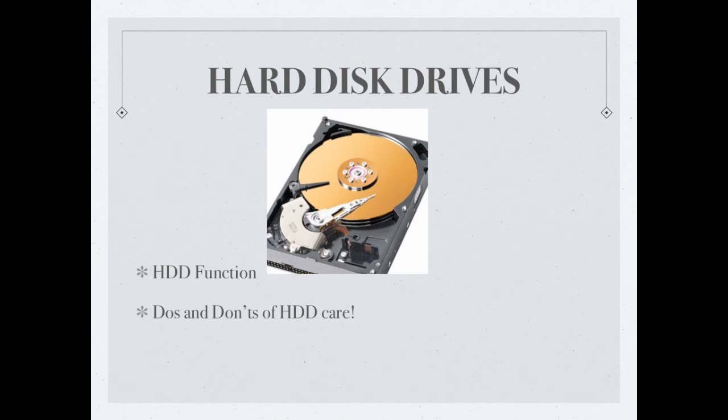HDD, or hard drive, performance is measured in a couple of ways: data rate, seek time, and capacity of the drive. Now, data rate is the number of bytes per second that the drive can deliver to the CPU. Seek time is the amount of time between the CPU requesting the file and when the first byte of the file is sent to the CPU. Capacity is simply the number of bytes it can hold.